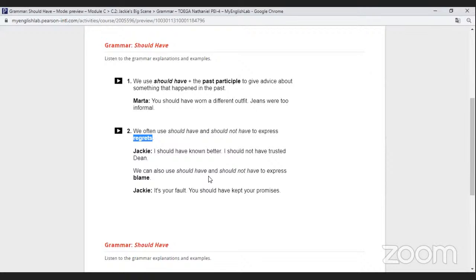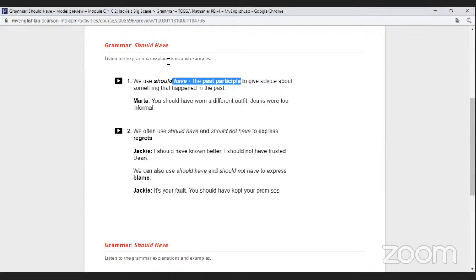Okay, very good. Apart from this, Nathaniel, with should you're only going to express advice or regrets. But you can also use other modals to express other things about the context. For example, you can transform in past all the modals that you remember, such as could, would, must, may, or might. They are going to become past forms.